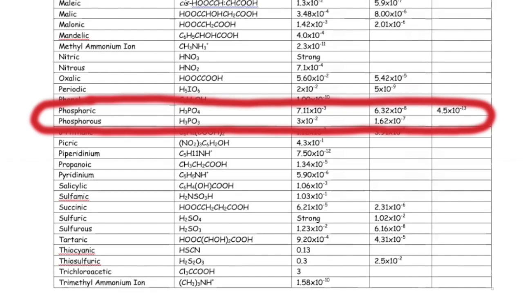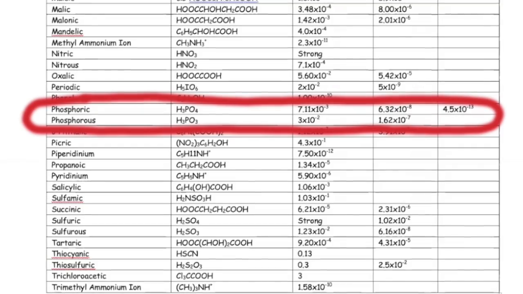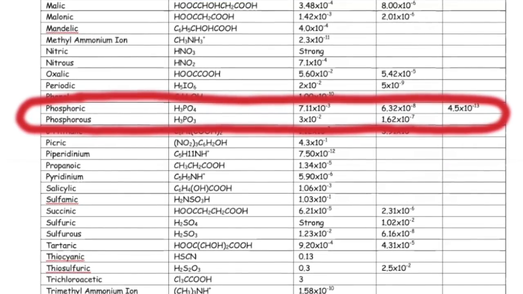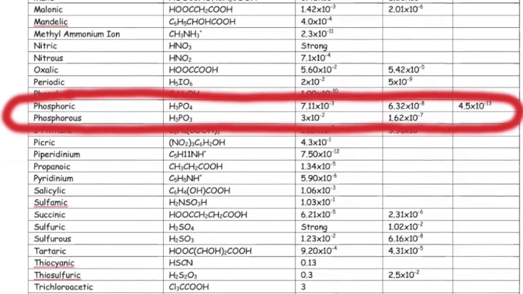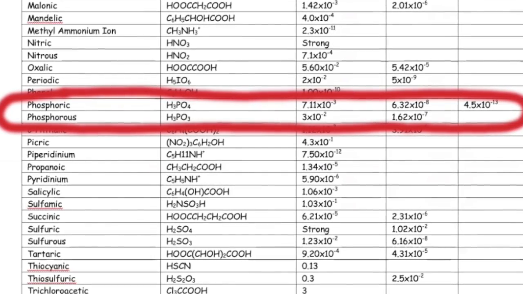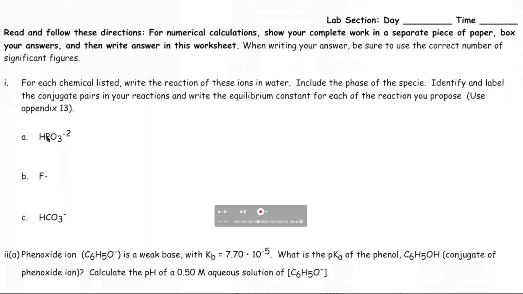What we have is phosphorous acid right here. The first hydrogen comes off with an equilibrium constant of 3 times 10 to the minus 2. The second hydrogen comes off with a constant of 1.62 times 10 to the minus 7. The third hydrogen does not come off, because that third hydrogen in the formula isn't attached to an oxygen. So this chemical only has two ionizable hydrogens. When you write this chemical in water, don't write PO3 3-, because that's not a possible chemical. What probably happens is that this acts as a base, accepting a hydrogen: HPO3 2- plus water goes to H2PO3 minus plus hydroxide.